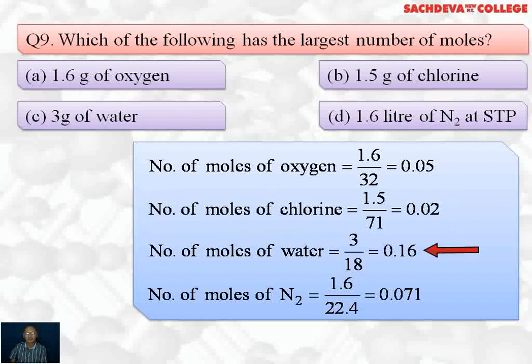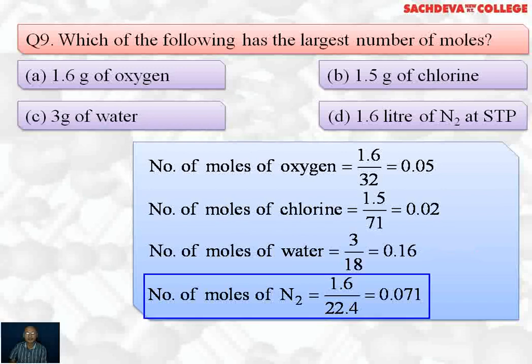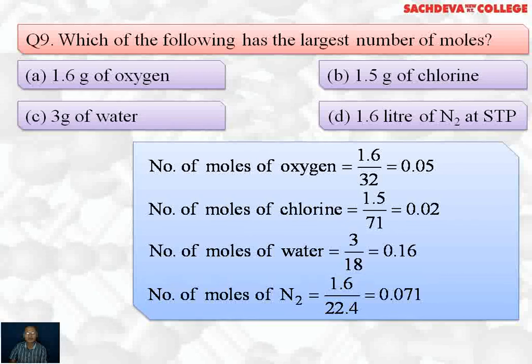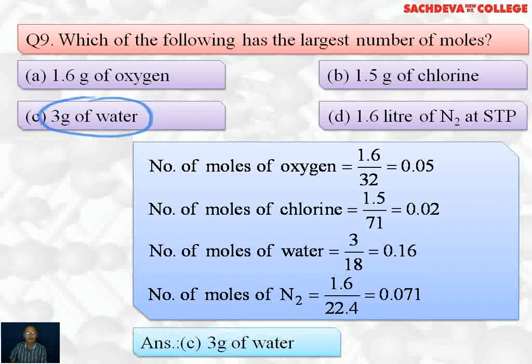Number of moles of water will be equal to mass divided by molar mass, 3 divided by 18, so it will come out to 0.16. Number of moles of nitrogen will be 1.6 liters divided by 22.4 liters, which is the volume of 1 mole at STP. After dividing, we will get 0.071 moles. So the highest is the number of moles of water. The correct answer is C part, 3 grams of water.